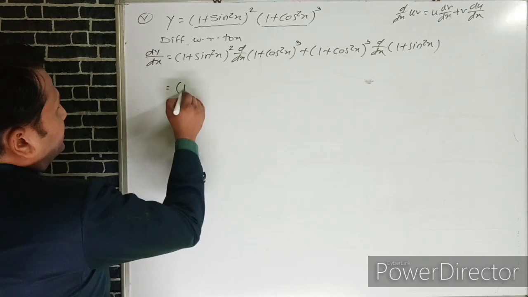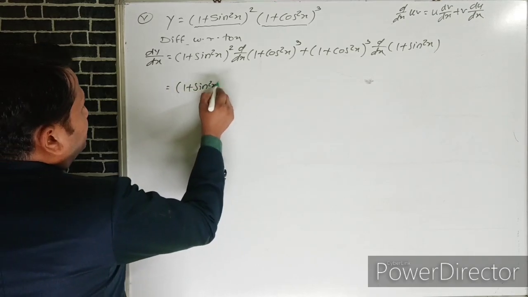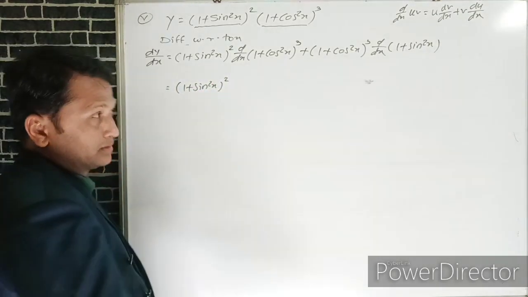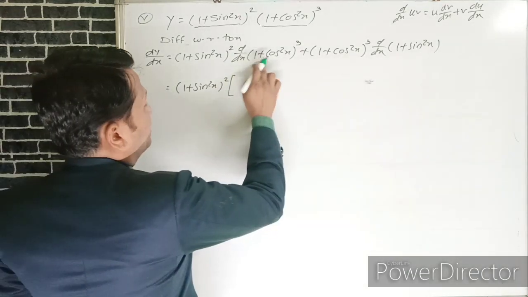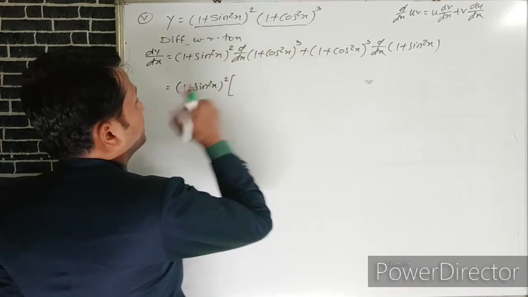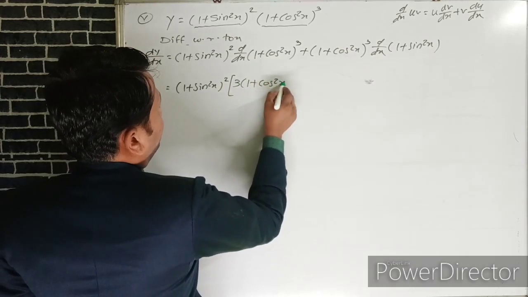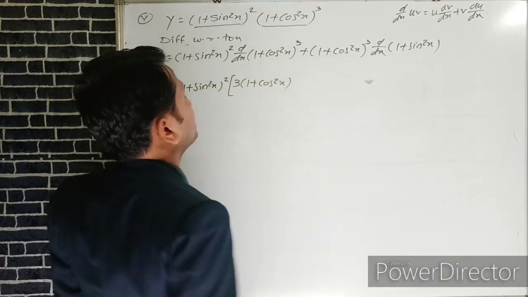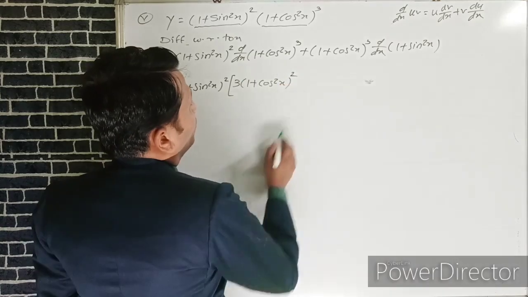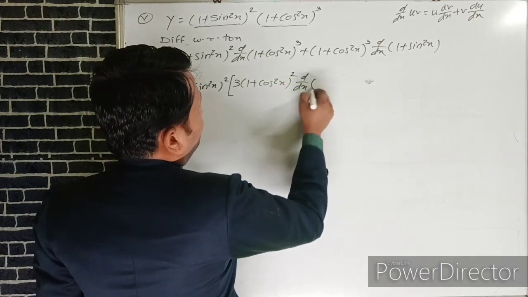After differentiating 1 plus sin square x whole bracket square as it is, the derivative of 1 plus cos square x whole raised to the power 3 means x raised to the power n is 3 into 1 plus cos square x raised to the power 3 minus 1 is 2 into again the derivative of 1 plus cos square x. 1 plus cos square x whole bracket square as it is.